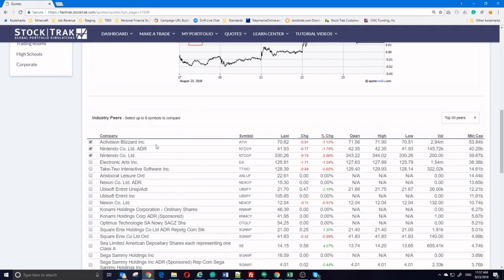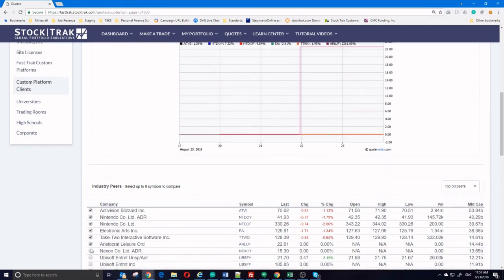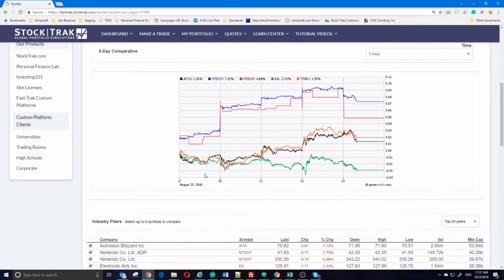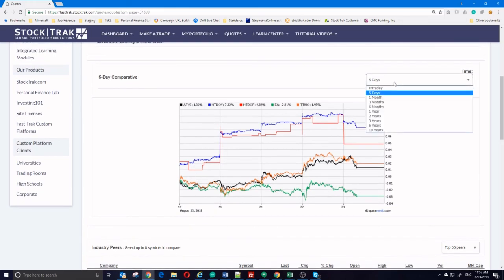You can use this tool to compare different stocks in the same sector with a charting tool showing you how their prices relate to each other. You can also compare them over different time periods, 5 days, 10 days, 5 years, 10 years, and a lot more.